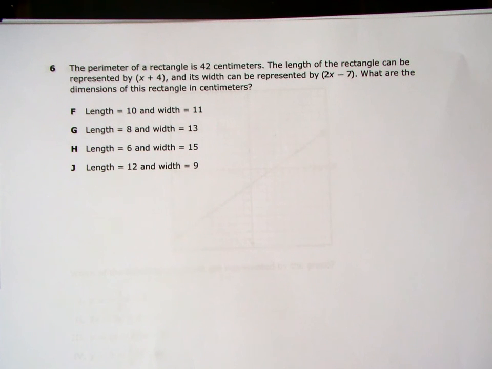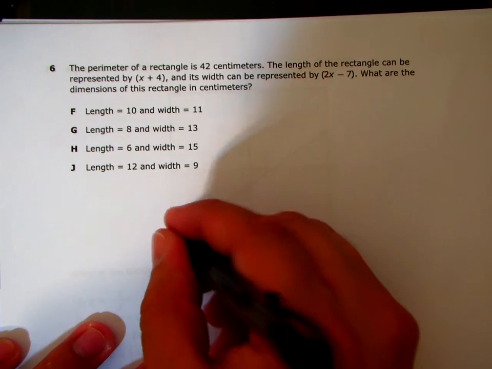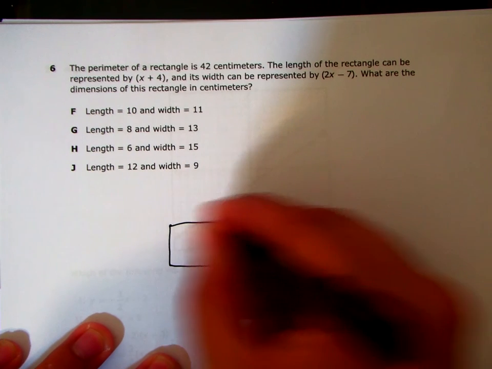Alright, this is the second video. We're going to start on number 6. So the perimeter of a rectangle is 42 centimeters, right? So what you want to do, as soon as you're talking about a shape, y'all, just draw it. Might as well just draw it.